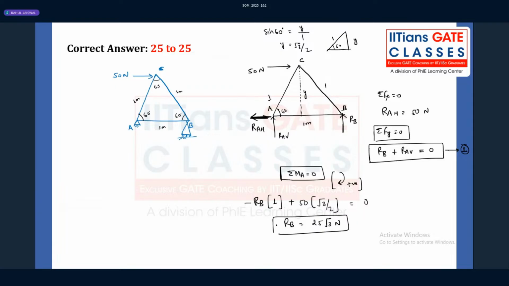Once we know the RB value, it is very easy for us because now we can calculate by method of joints. We have two methods for finding the force in any member: one is the method of joints, another is the method of sections. I am discussing the method of joints here. At point B, there is the RB force acting as a reaction force in the upward direction. Let us take force AB as tensile and force BC as compressive, because at joint B three forces are coming: FAB, FBC, and RB. FAB is acting in the horizontal direction. FBC is acting something like this.